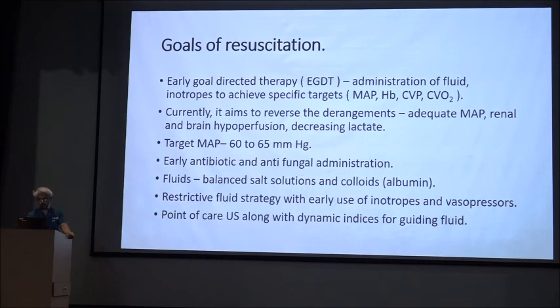like maintaining adequate mean arterial pressure, avoiding renal and brain hypoperfusion, and decreasing the lactate levels. The target MAP which they have recommended is around 60 to 65 millimeters of mercury. Early use of antibiotics and antifungals, as they are more prone to infections. Usually balanced salt solutions are used, and since these patients have a high incidence of endothelial damage, albumin is widely used in these patients. Restrictive fluid strategy with early use of inotropes or vasopressors, and point of care ultrasound along with dynamic indices for guiding the fluid therapy.